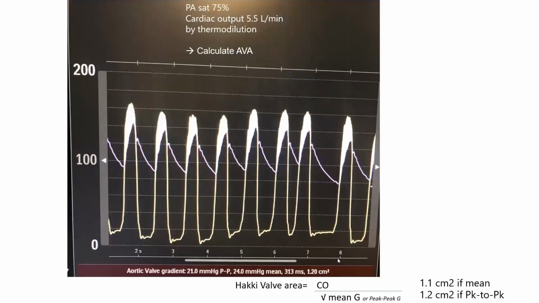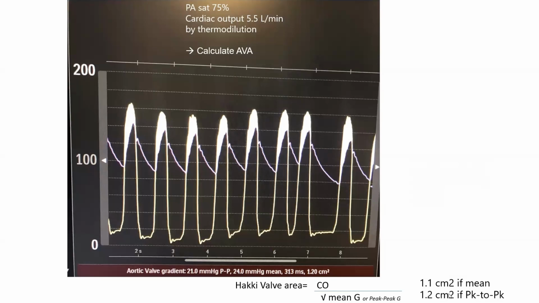So I want you to know the Hakki equation. You need to be able to calculate that on the spot in the cath lab. It's simple. It's cardiac output divided by square root of mean or peak to peak gradient. So 5.5 divided by square root of 21 or square root of 24. You will get 1.1 if you use a 24, and you'll get 1.2 if you use 21.